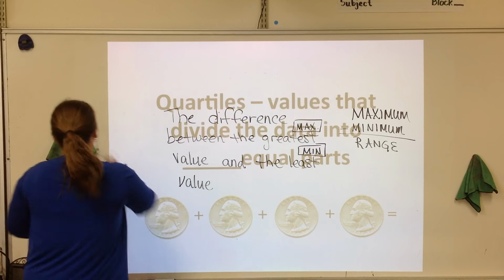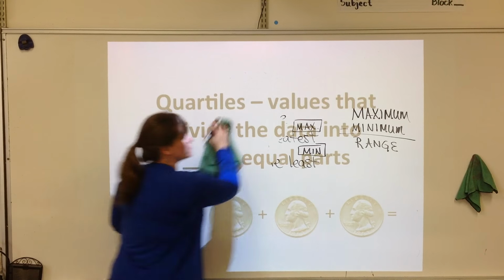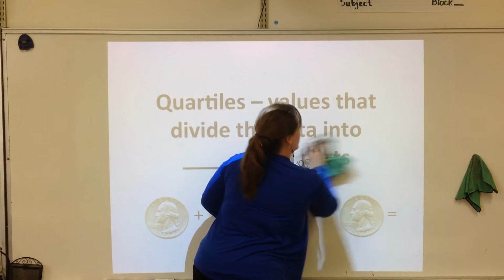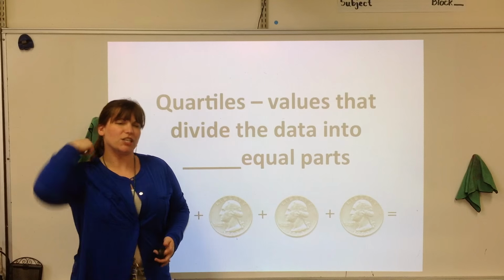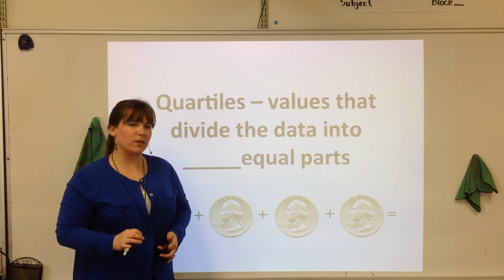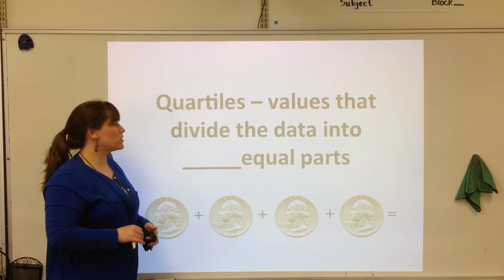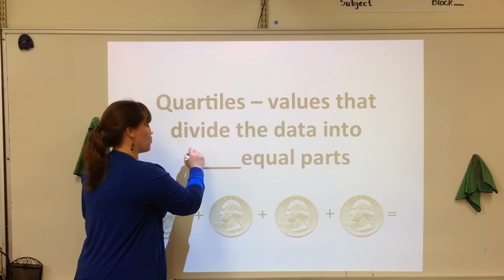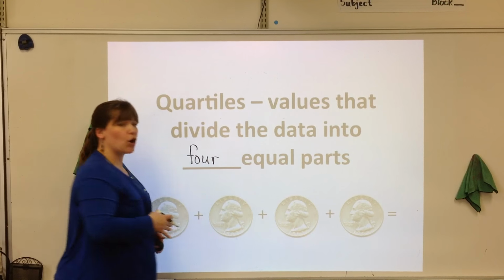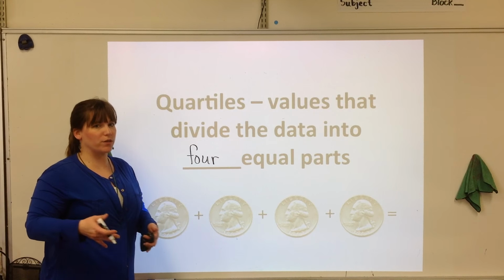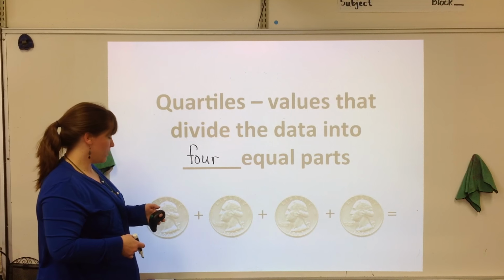Next one. This is on your white sheet. So I am hopping around just a little bit, because quartiles in general, I wanted to talk briefly about before I do an example. So quartiles are values that divide the data into 4 equal parts. Just like quarters, and they start the same. Quartile, quarters, have that Q-U-A-R in front of it.